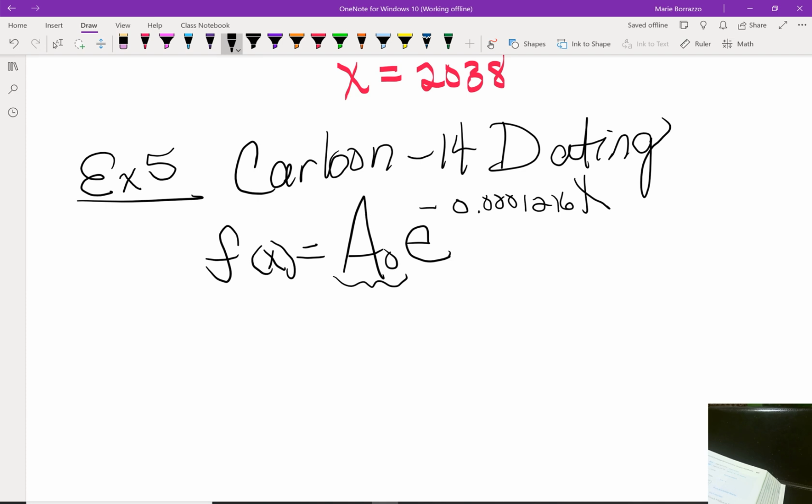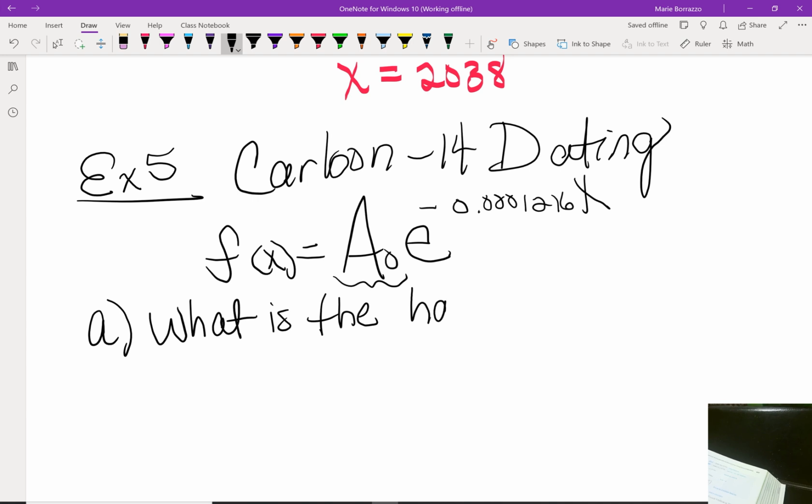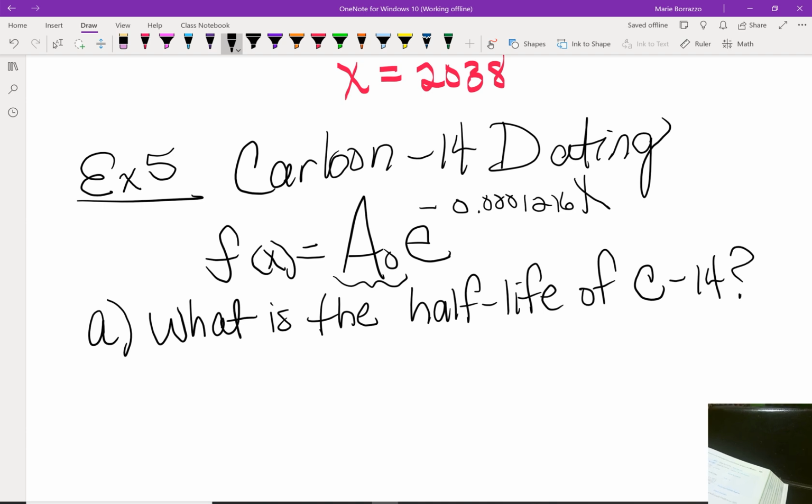They want to know what is the half-life in part A. So notice the steps. What is the half-life of carbon-14? I'm just going to put C14. So that's the first question they give you.